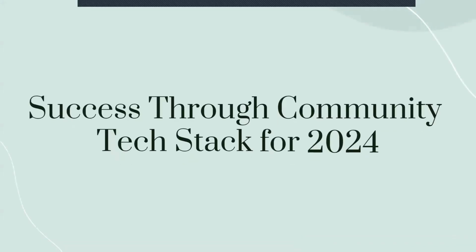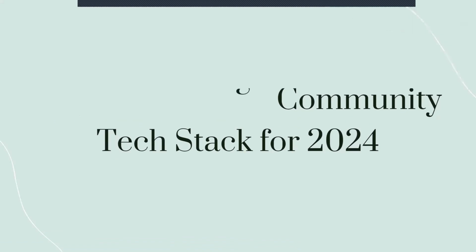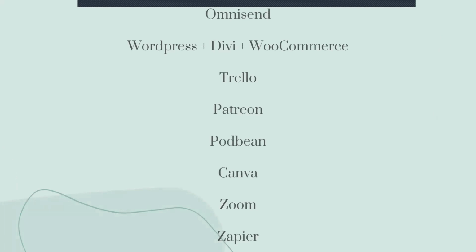And then looking ahead at the Success Through Community tech stack for 2024, what you're going to see is a lot of familiarity. So again, we have OmniSend, WordPress, Divi, and WooCommerce. We're just missing Wishlist here because we're not utilizing that sort of content control or membership platform or course creation. That could change, but for now, that is not something that we need for this business, so it's not included in the tech stack. Of course, we have Trello.